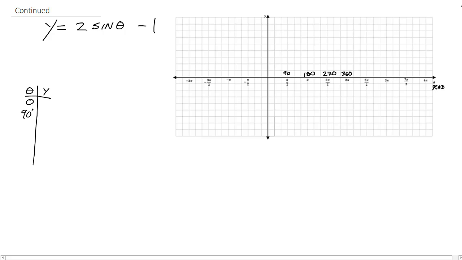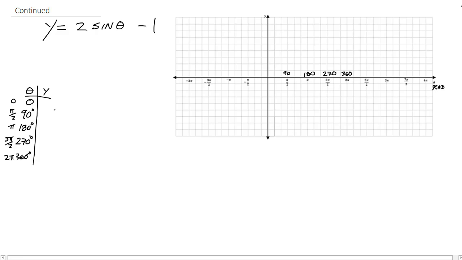90 degrees, these are the key points we need to know. 180, half of a circle, 270, 3/4 of a circle, and then 360. But get used to, I want you to also write the radians next to it. Get used to it, okay? Because it's really important. So 0 radians, pi over 2, 2 pi over 2, which is pi, 3 pi over 2, and then 4 pi over 2, which is 2 pi, right? I'm just counting by pi over 2s. Every pi over 2, right?